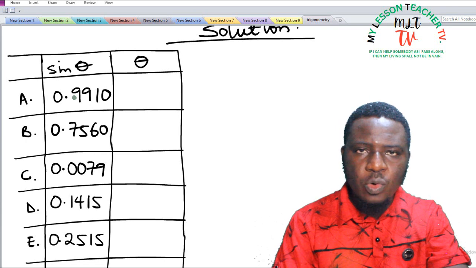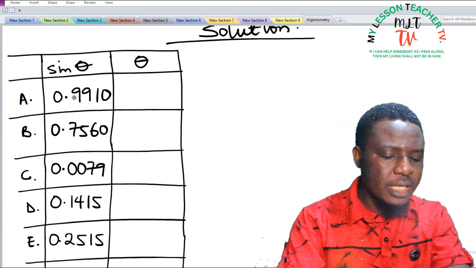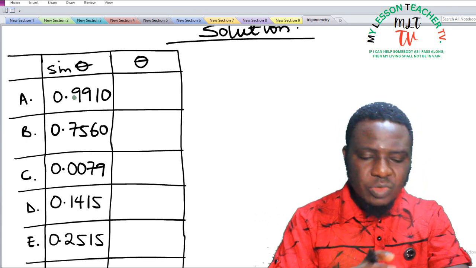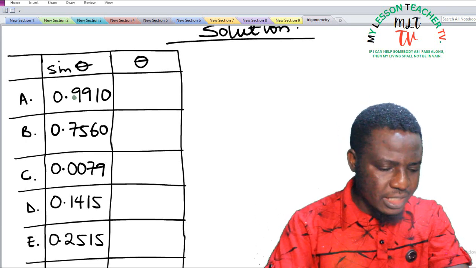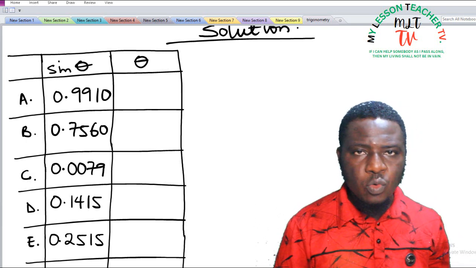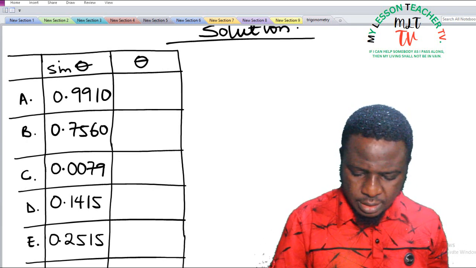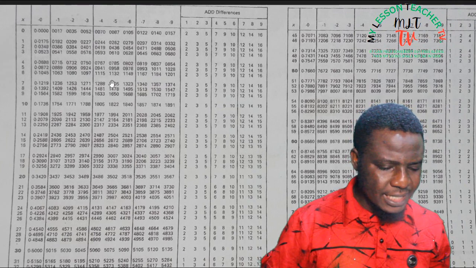So all you need to do is to go to your trig table and search for 0.9910 and check under what angle this value is found. That is said to be your angle theta. I shall do the first example. We are looking for the angle whose sine is 0.9910. So this is our sine table. We shall look for 0.9910.